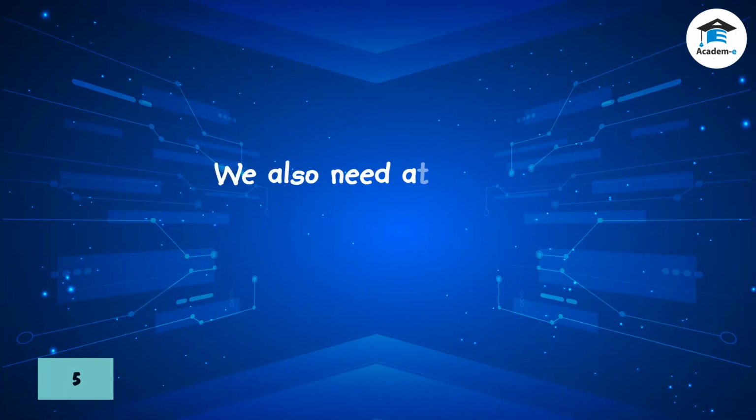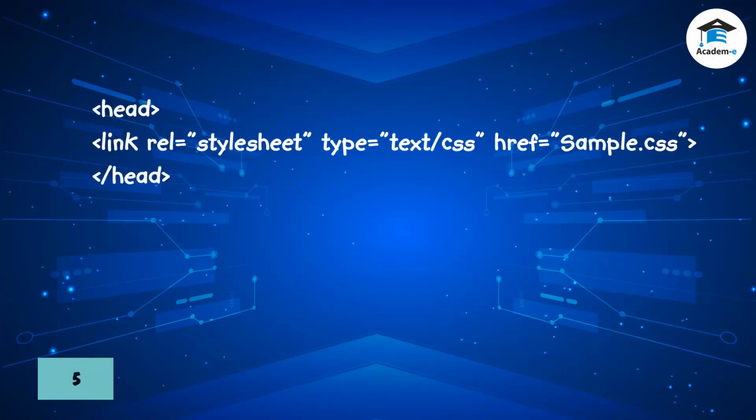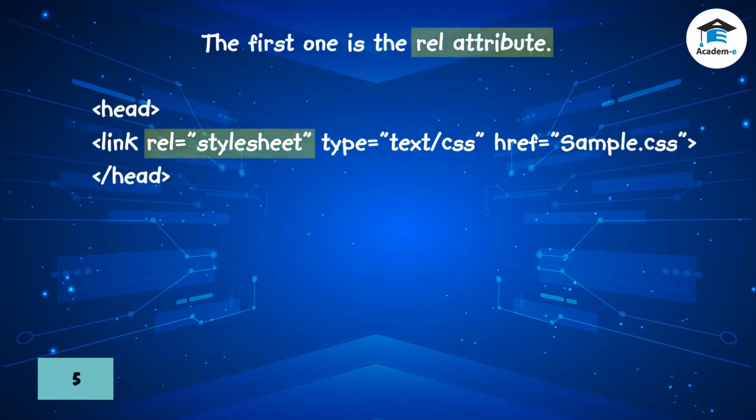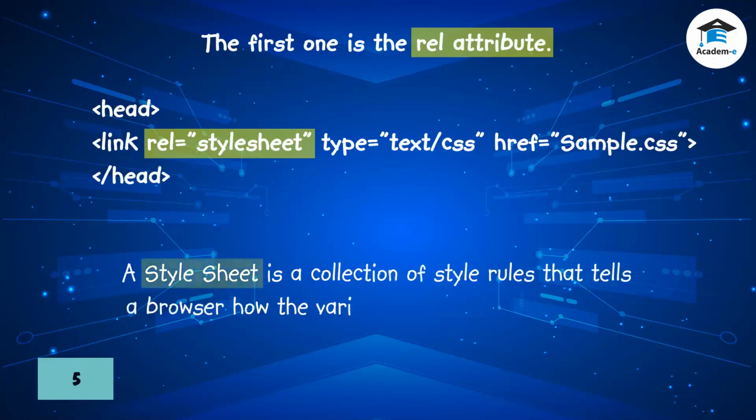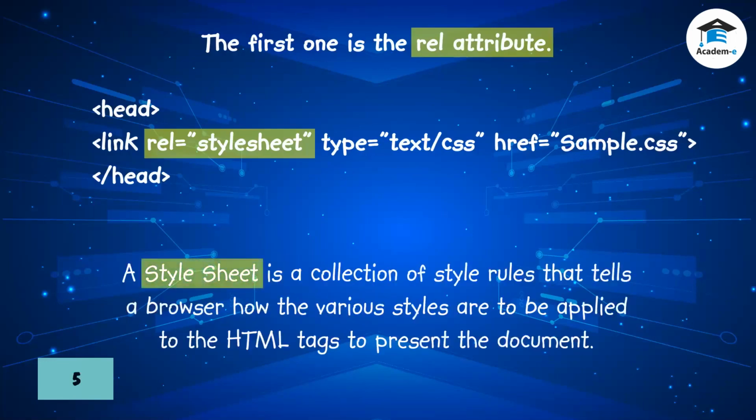We also need attributes. The first one is the rel attribute. The rel attribute specifies the relationship between the current file and the linked file. In our example, the file we are trying to link is a CSS file, which is why the value is stylesheet. A stylesheet is a collection of style rules that tell the browser how the various styles are to be applied to the HTML tags to present the document.